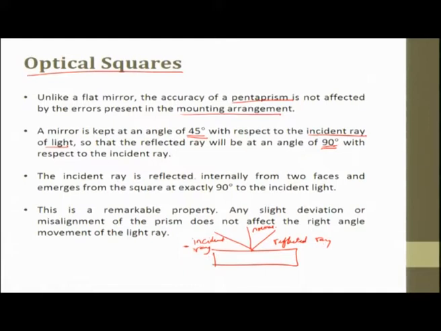The incident ray is reflected internally from two faces. Assume this is face 1, face 2, F1, F2, two faces, and it emerges from the square at exactly 90 degrees to the incident light. This is a remarkable property. Any slight deviation or misalignment of the prism does not affect the right angle movement of the light ray. This is a very important device, the optical square, which is used to check the perpendicularity of any object.